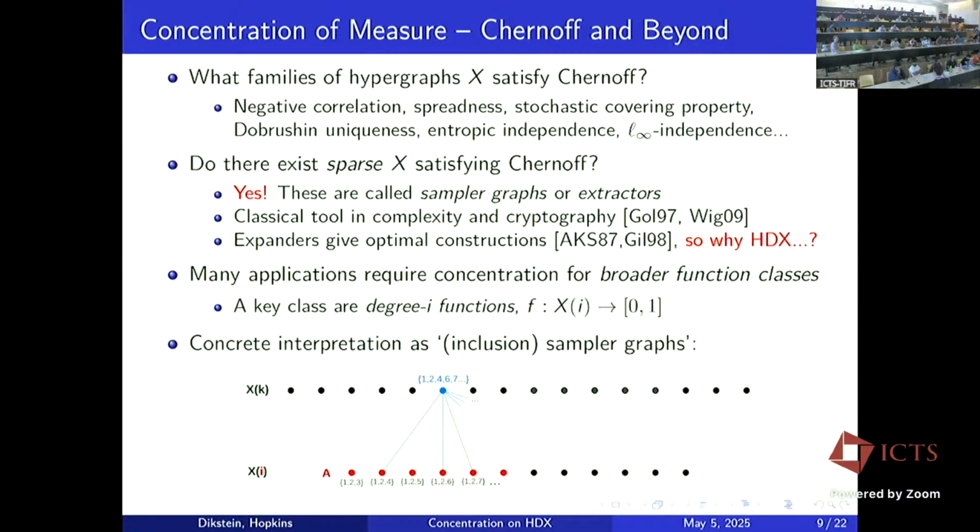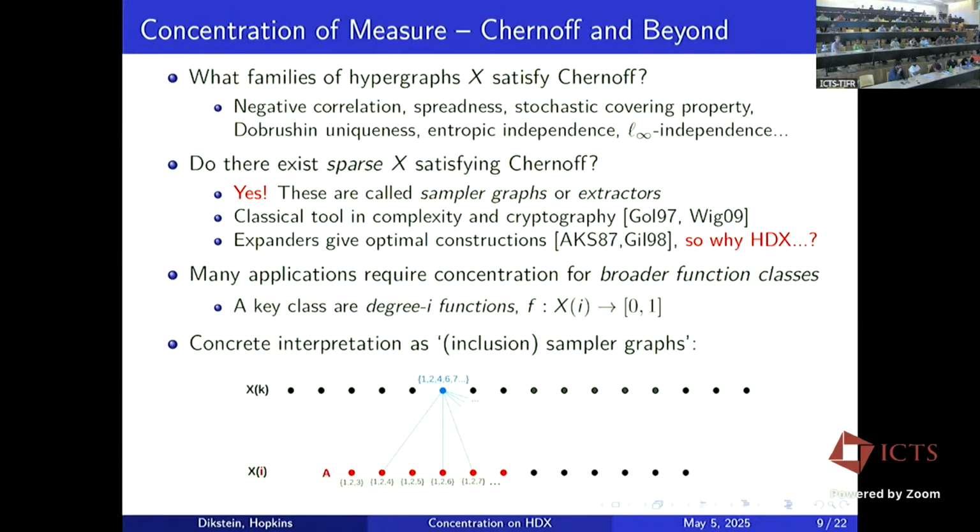Sorry, say again. Oh, like, should I think of fixed i and then k goes to infinity? So we'll give a bound that depends on the ratio of k and i. I guess you have some flexibility, but I'll talk extensively about the relationship between k and i. This turns out to be very important.